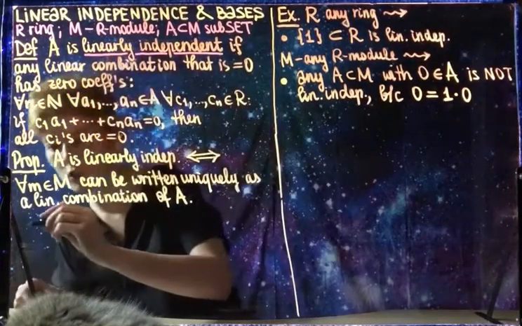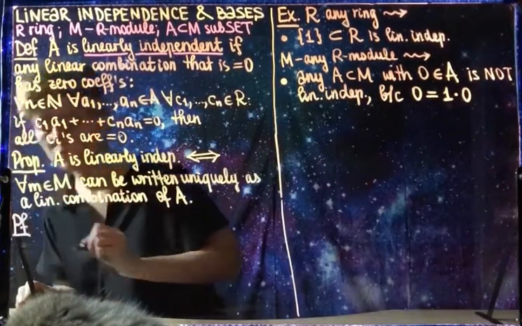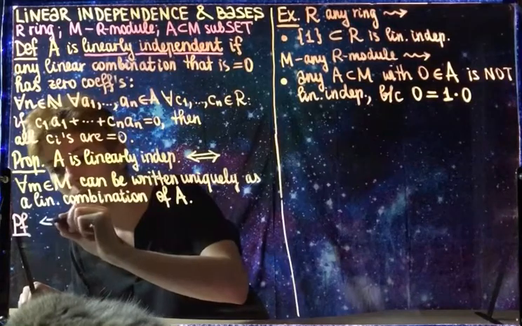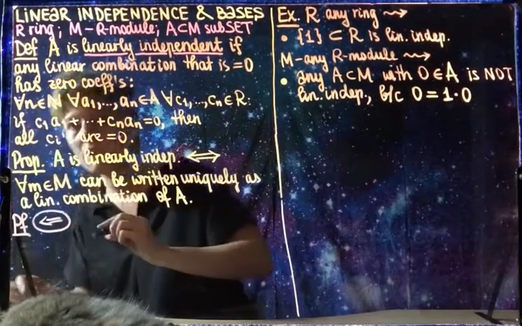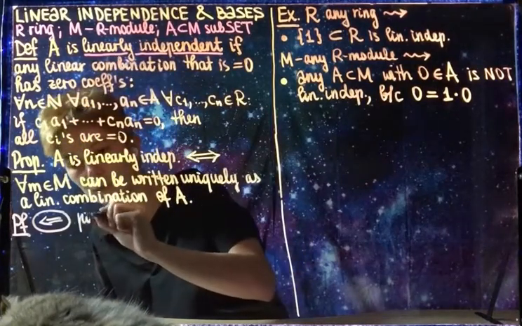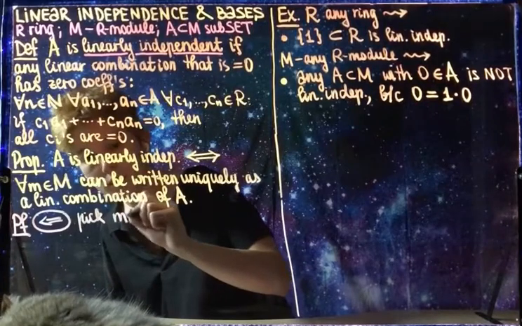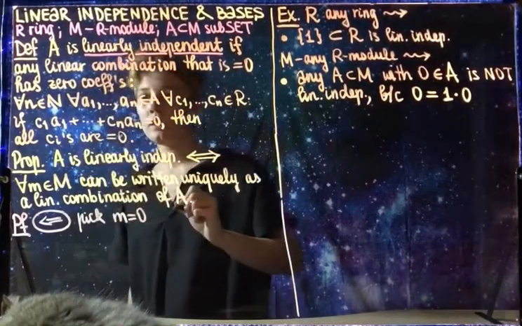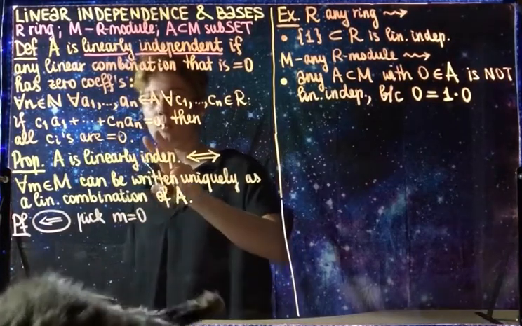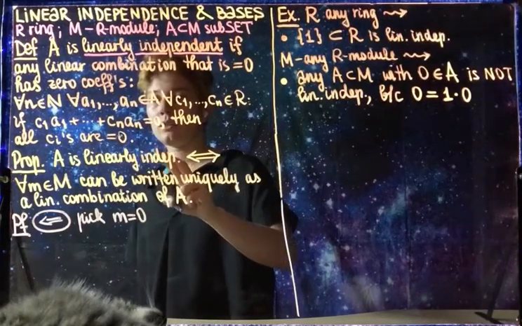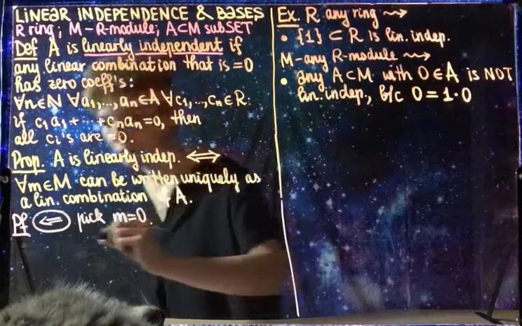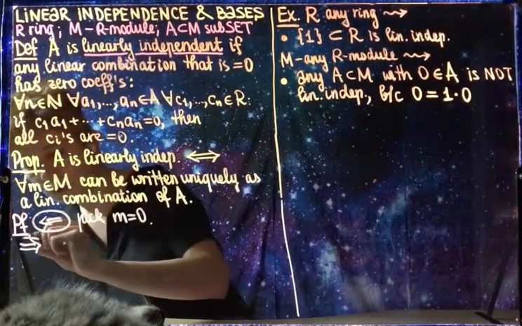Let me prove this proposition. The backwards direction is the easier of the two, because for this element m, pick 0. Then 0 should be uniquely represented as a linear combination of elements of A, which means that any linear combination should have 0 coefficients. And now let me go in the forward direction.